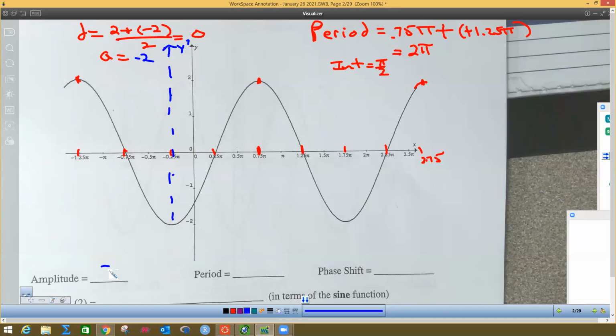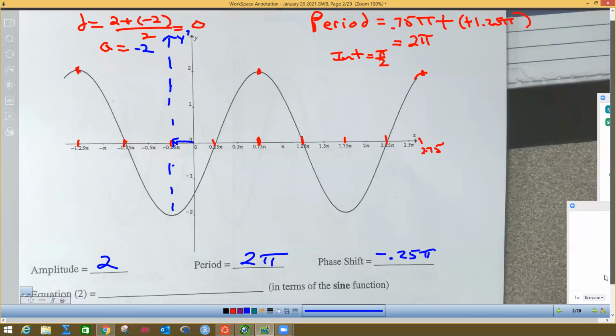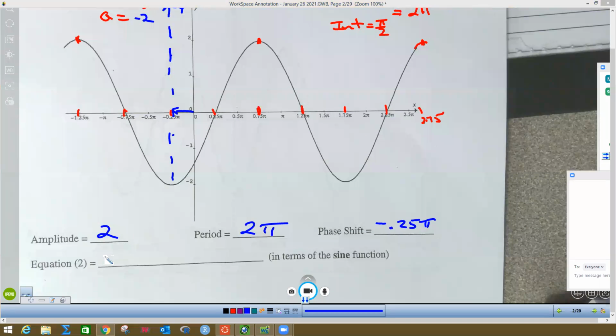So far, and I probably should put the amplitude. We just found the period was 2 pi. And what's the phase shift? How far did we move this y from here over to there? This is negative 0.25 pi. Okay? All right, so far I've got y equals negative 2 cosine.